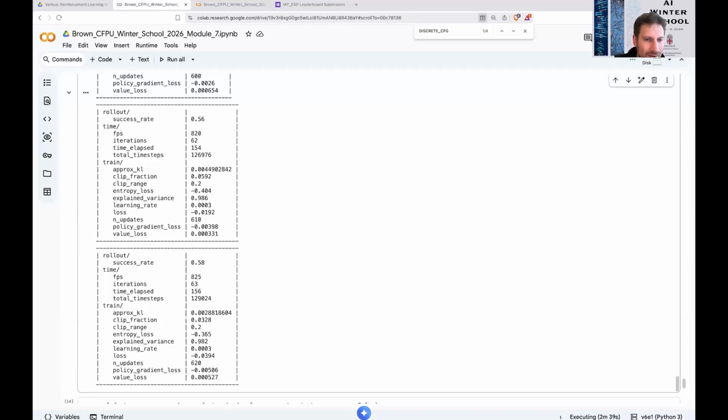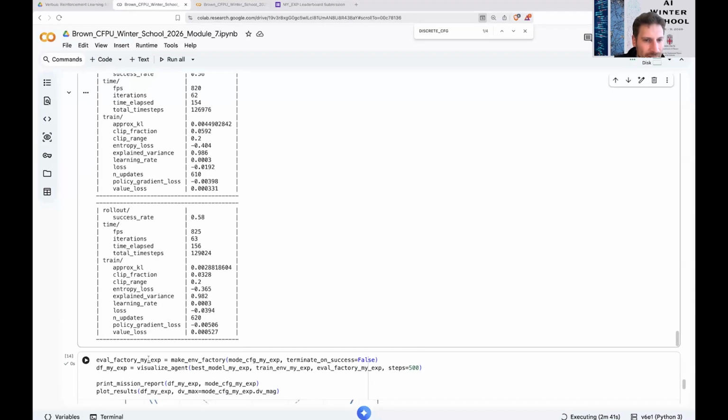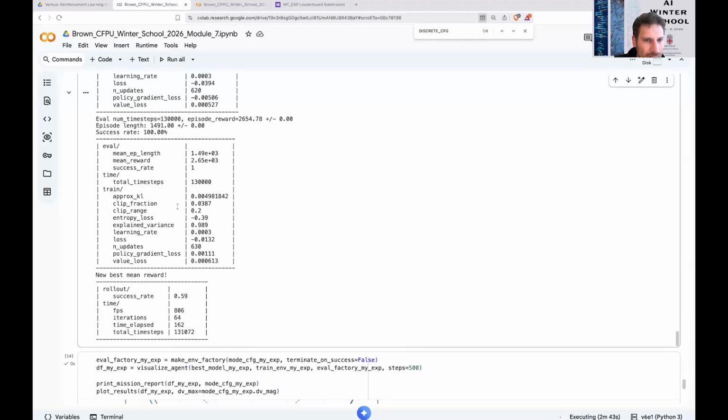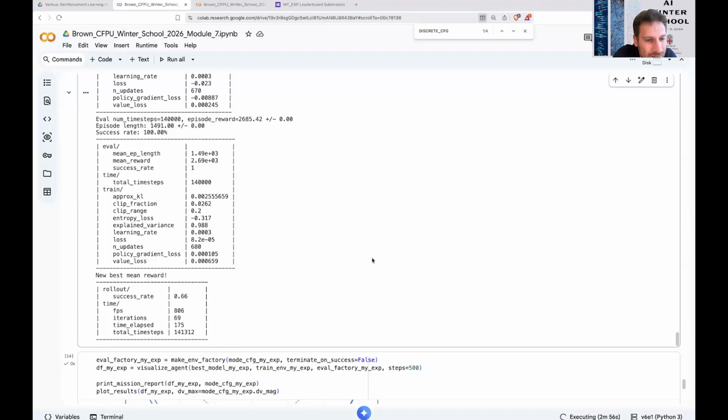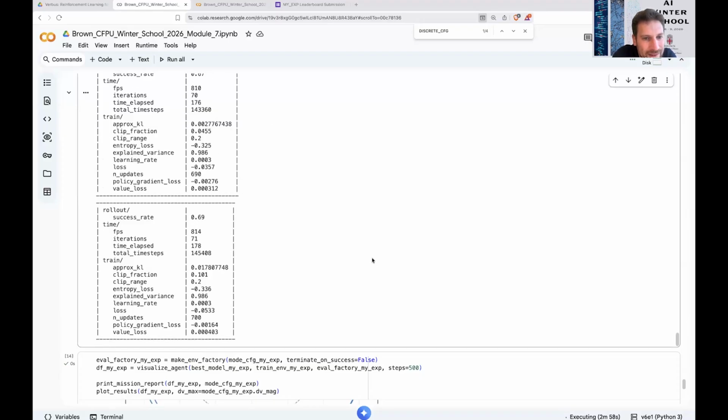So this is looking somewhat promising. Although we'll see, because maybe we do need more time steps than 200,000. I see we're at 140 and we have a 0.7 success rate. It'll be close.